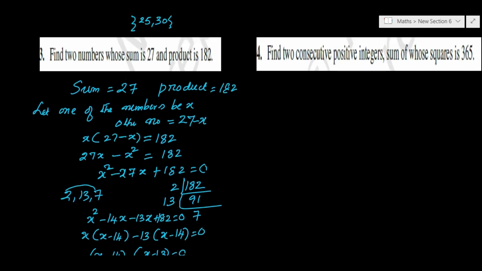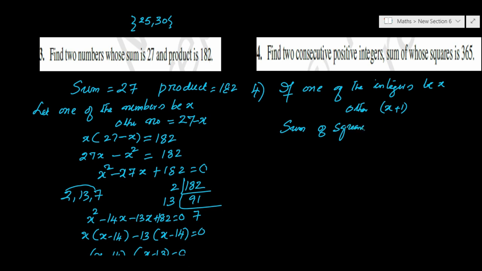Now, the fourth question. In this, find two consecutive positive integers. Consecutive means if one of the integers be x, then the other must be x plus 1, as they are consecutive, one after the other. And the sum of whose squares is 365, that is x square and x plus 1 whole square is equal to 365 according to the given condition.